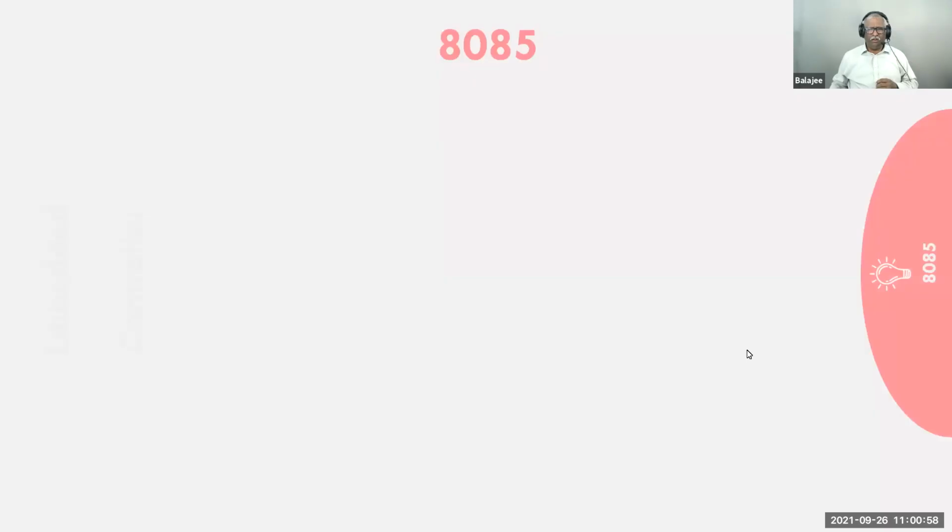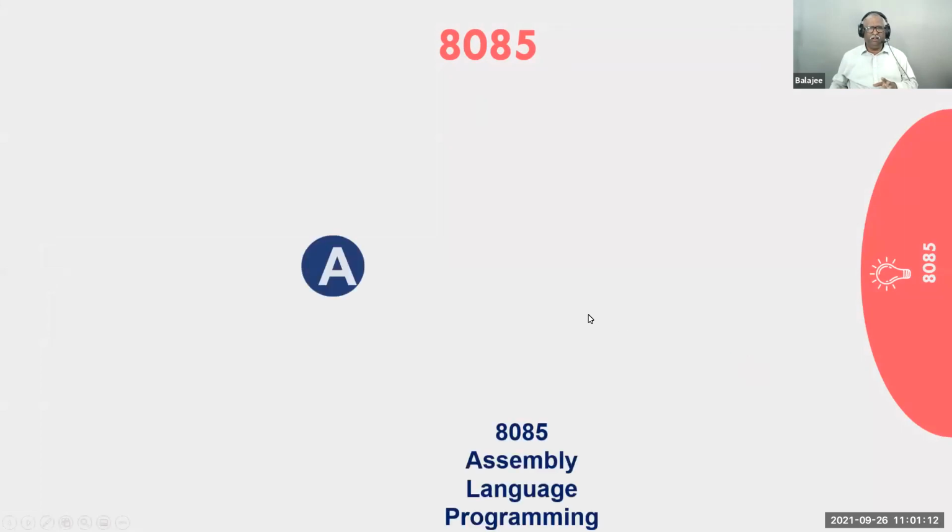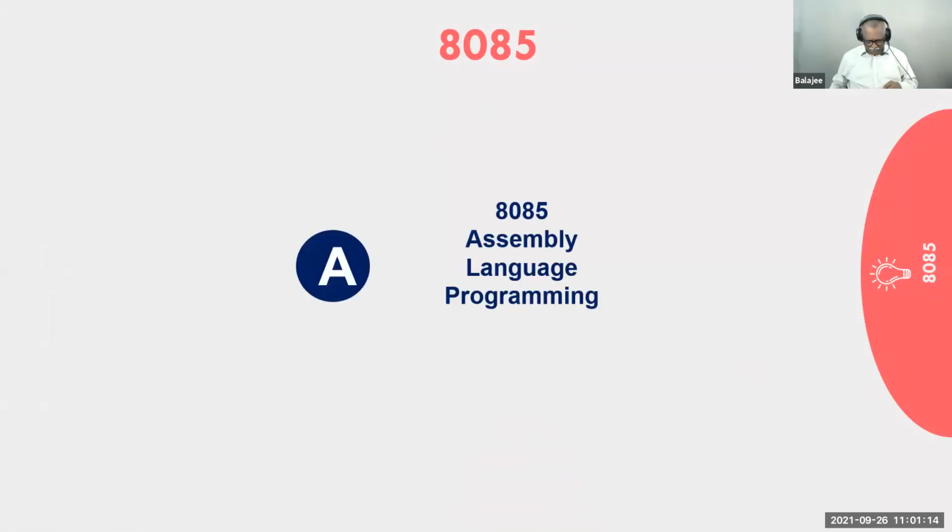In week 1, we generally discussed chips and all the pins and everything. In week 2, we discussed some of the instructions, not all, a few instructions. And in week 3, we are going to discuss assembly language programming. Before we get into that, there were some doubts in the previous session. Let me clarify those doubts.